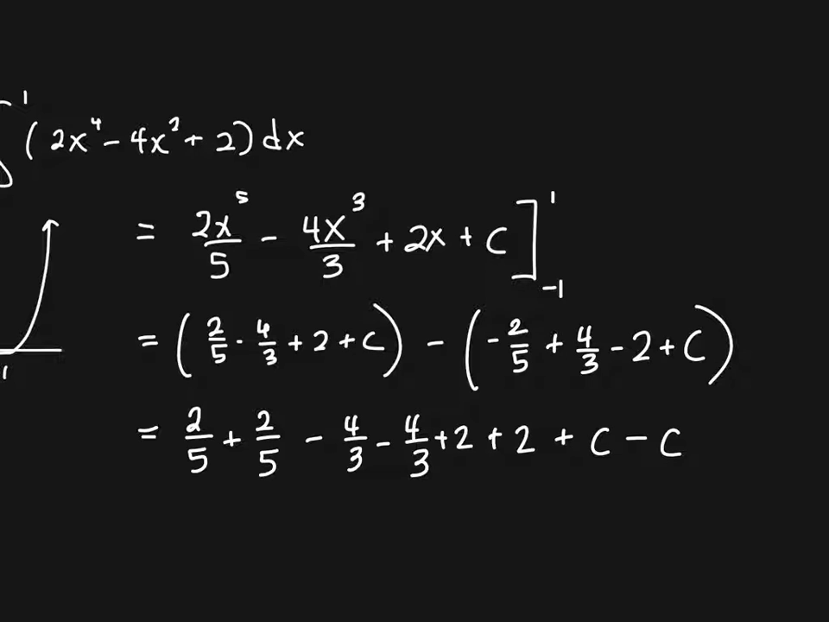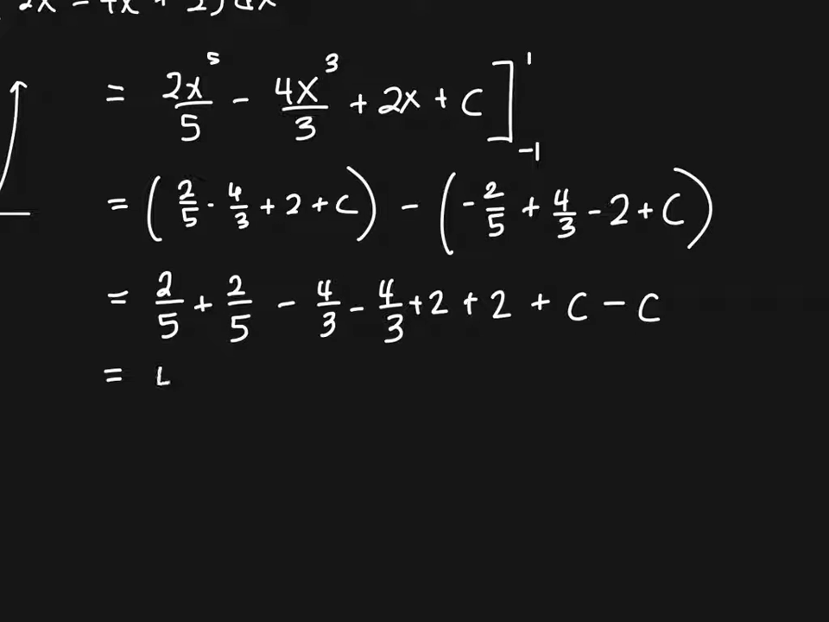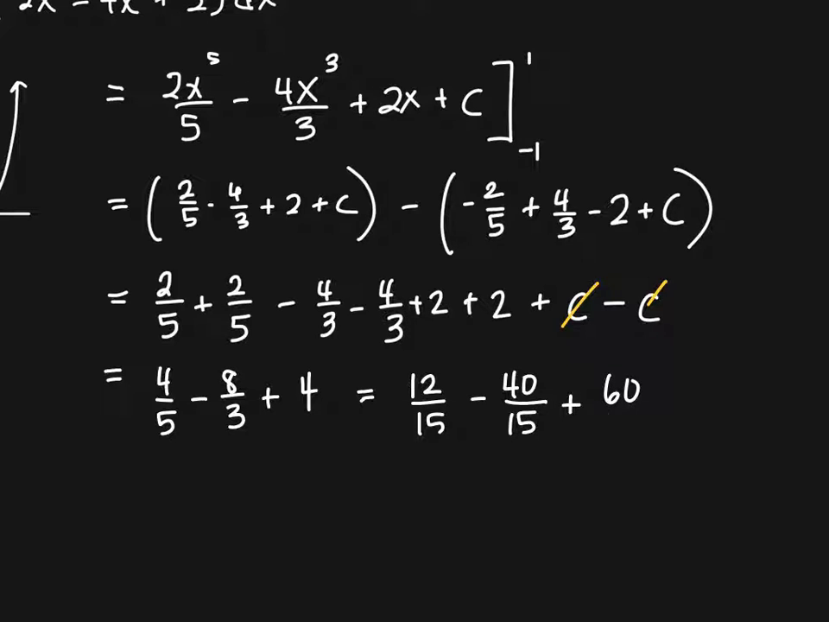So I clump everything together and then simplify. So I'll end up with 4/5 minus 8/3 plus 4. And for me, it's easier to do my math that way if I've combined like terms. And now I can get a common denominator. So my common denominator would be 15. So I'll end up with 12/15 minus 40/15 plus 60/15. So 32/15.